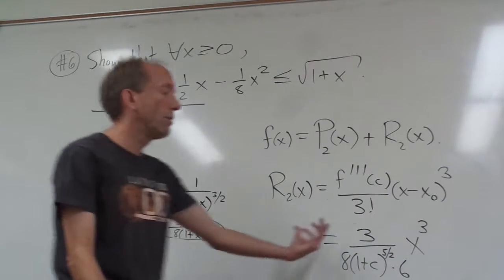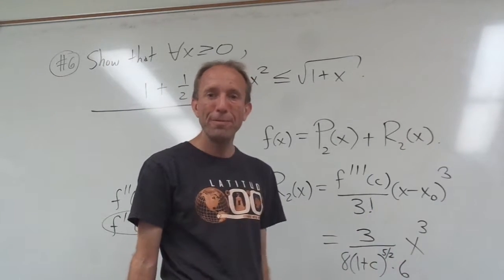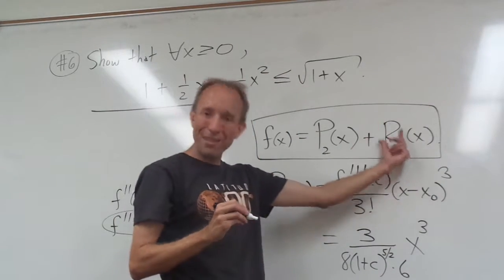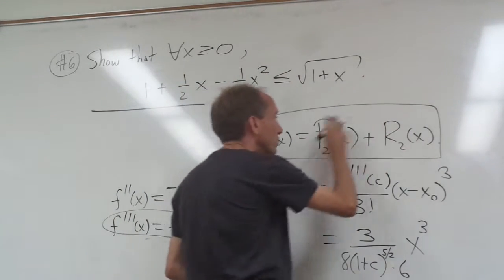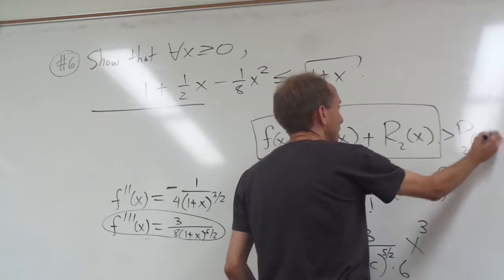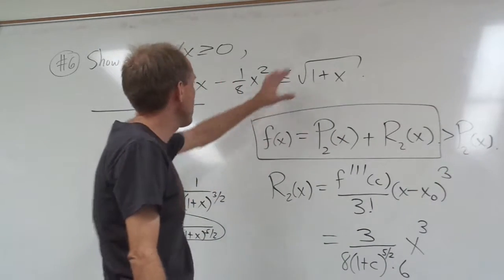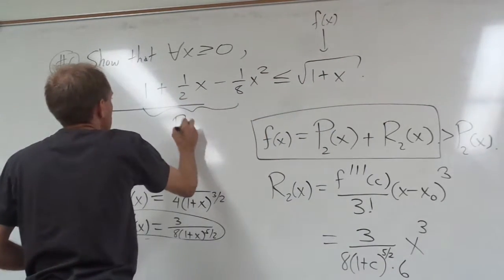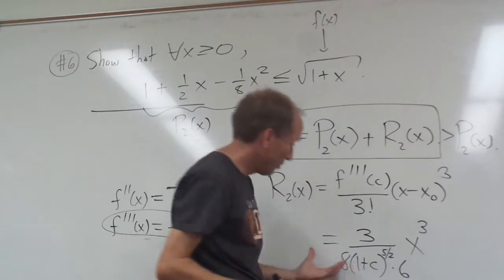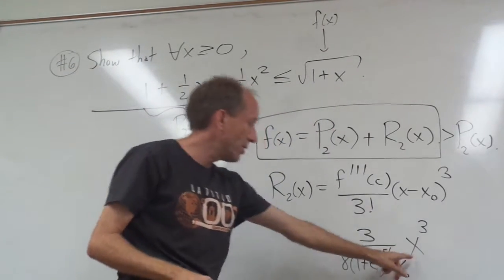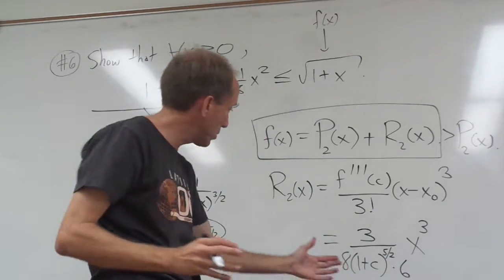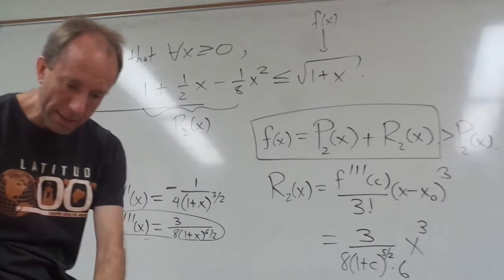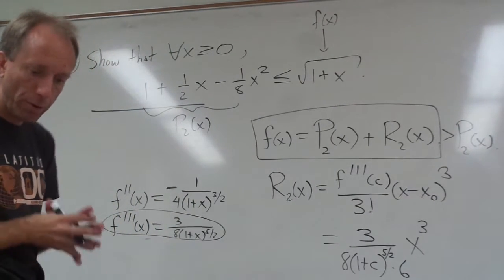The only thing you need to know about this is that it is positive. Because it's positive, it means that this remainder is positive, so that this whole expression is greater than p2 of x. So f of x is greater than p2 of x because the remainder, which is right here, is positive. Remember, x is positive, c is between 0 and x, so it is positive. Everything here is positive. Okay, so that's the expression for the remainder.